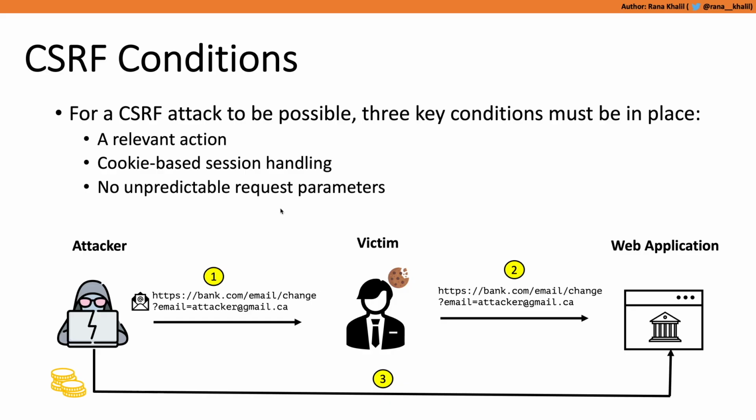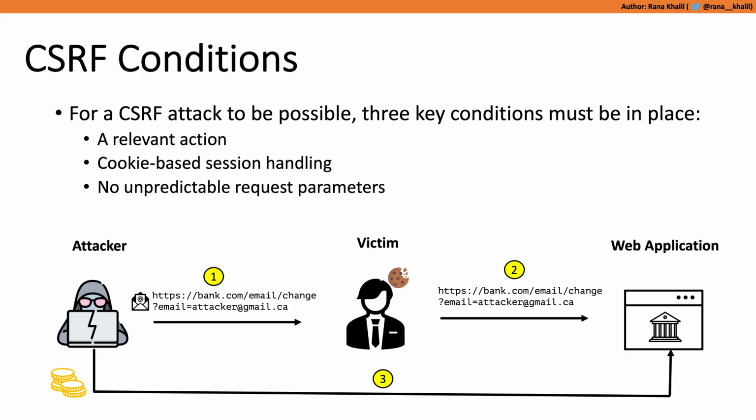But if it contains an unpredictable request parameter, then when the victim user clicks on this link, the browser is going to apply the same process. It's going to ask the cookie jar, hey, do I have any cookies for domain bank.com? The cookie jar is going to respond yes, and the request will be sent with the victim user session cookie. However, when the application gets the request, the application is going to deny the request because the request does not have all the required parameters. And since the attacker can't predict the request parameters upfront, the whole attack will fail.